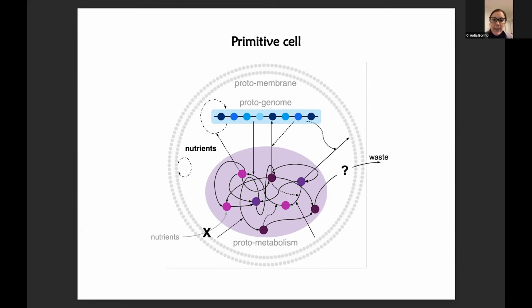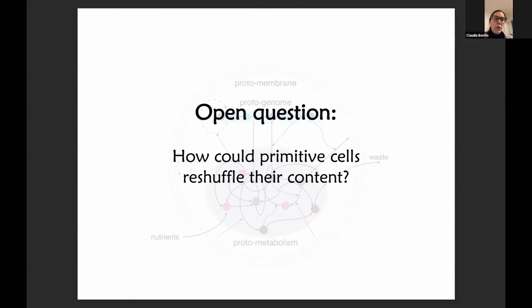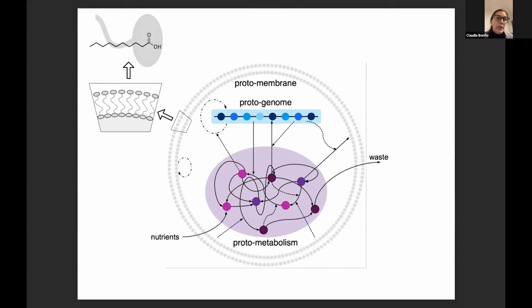So what I was interested in was understanding how we can actually mix the content of different primitive cells and have them exchanging their content. So the question in the next slide that I asked myself was, how could primitive cells mix, reshuffle their content? Again, the kind of systems that I was interested in are compartments made of fatty acids, as I just said before, because they are considered very prebiotically relevant.